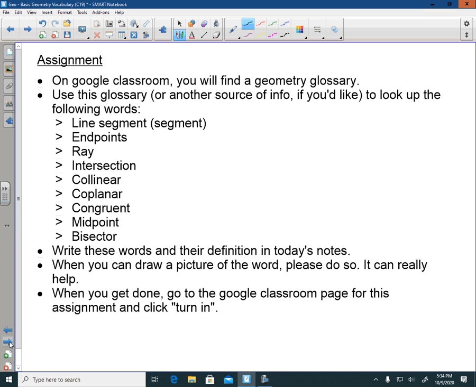When you can, draw a picture of the word. Sometimes you will get, when you're looking up these words, a picture that goes along with it. Get that in your notes. It can be really helpful. And then when you get done with this, go to the Google Classroom page for this assignment and just click Turn In. That's really all you have to do. This is a note-taking exercise. So you're going to get these words and definitions in your notes, and then you're going to let me know you did that by clicking Turn In on Google Classroom.